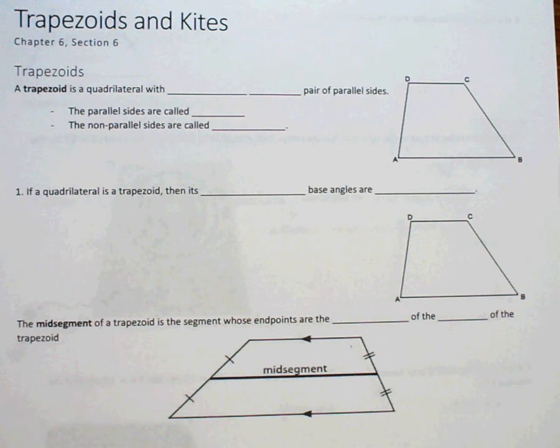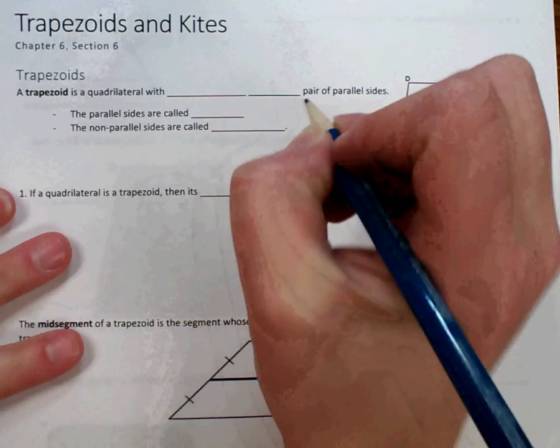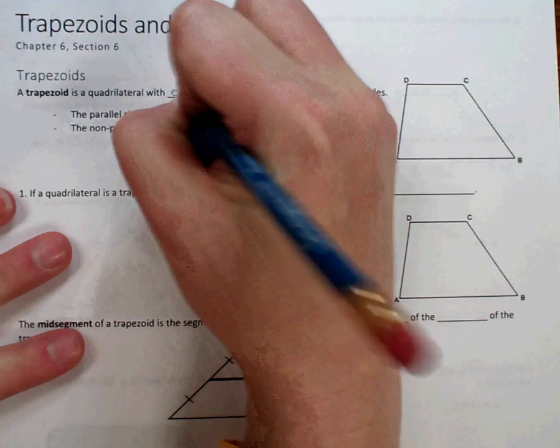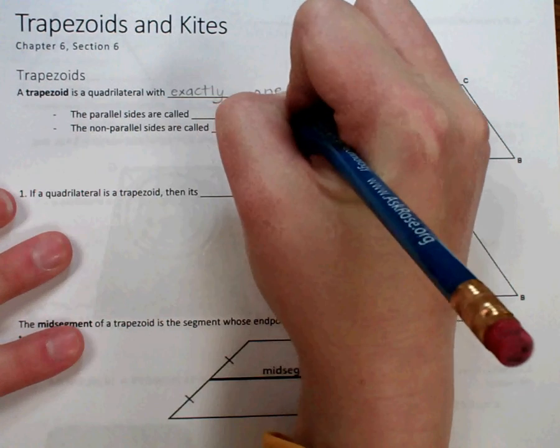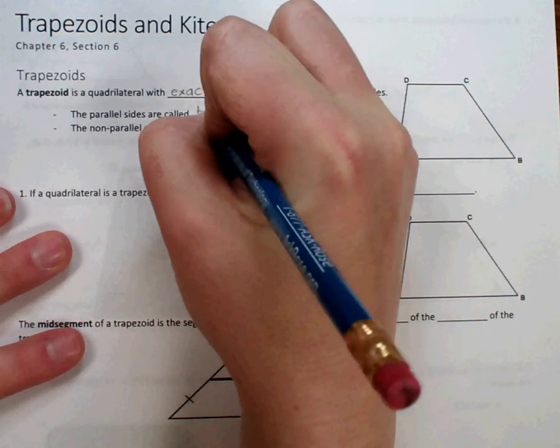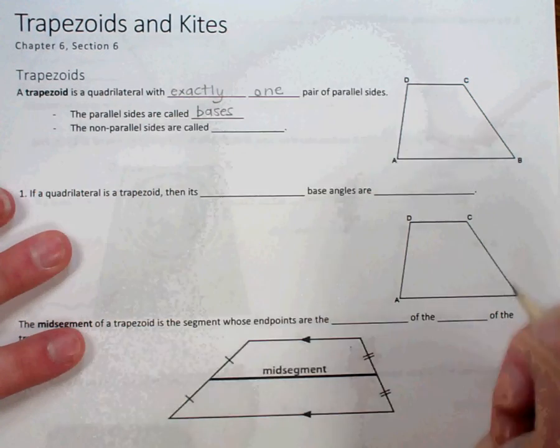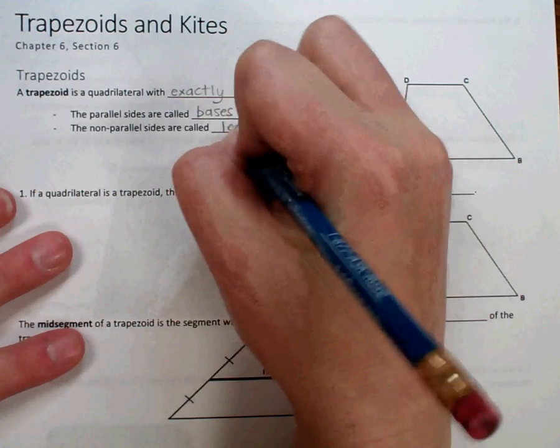Section 6, we're talking about trapezoids and kites. The first one we're going to talk about specifically is trapezoids. It is a quadrilateral with exactly one pair of parallel sides. Those parallel sides are called the bases, and the non-parallel sides are called the legs.